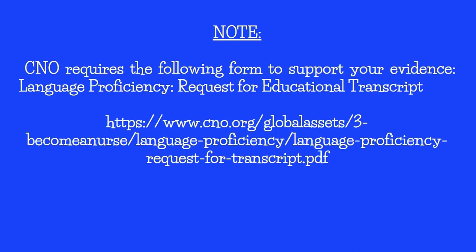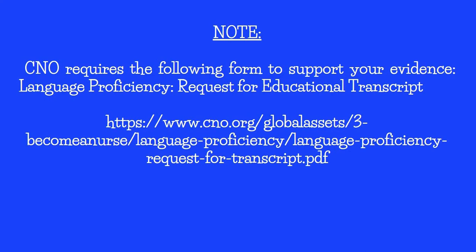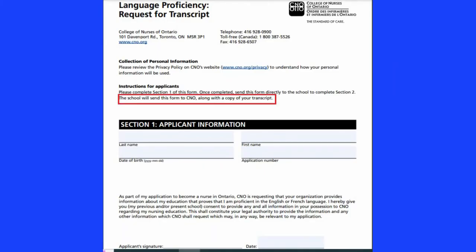And they will be sending this form directly to the CNO via fax or via email, and I will be discussing this form. So when you click on that link, for this language proficiency request for educational transcript form, you will be getting this kind of form. And there are clear instructions for the applicants that the school will be sending this form to the CNO along with the copy of your transcript, right? So it is mandatory that, just like your nursing education forms, the form should be completed by the educational institute, and they will also be sending the transcript. Same goes here. The educational institute from where you have completed your additional education will be sending this completed form along with the copy of your transcript, right?